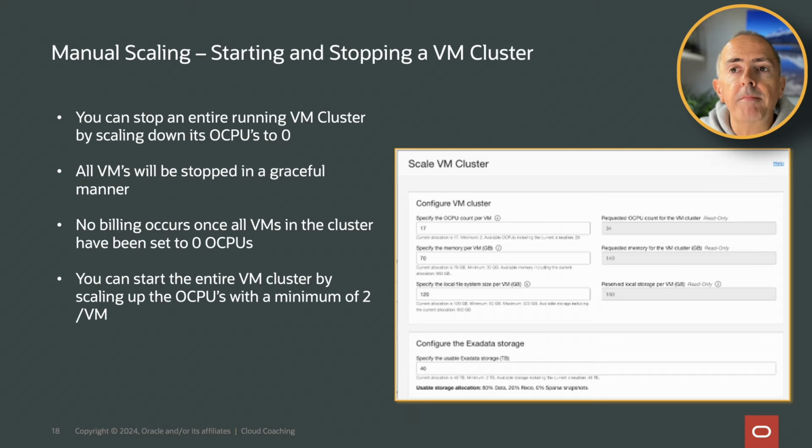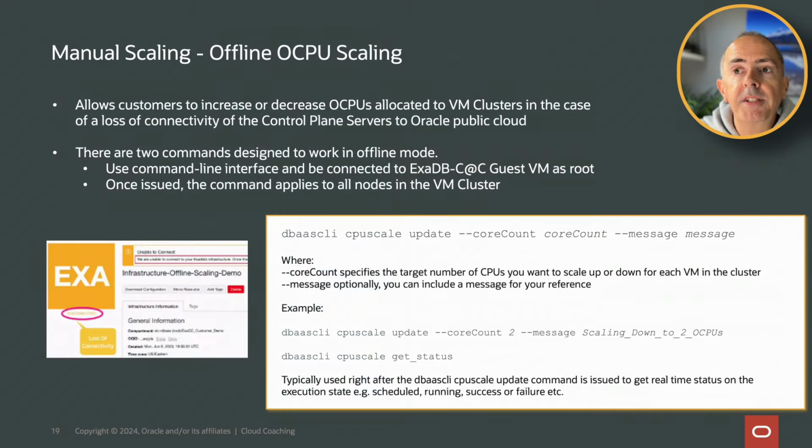Now, the other reason for manual scaling is if you lose the persistent tunnel connection from the Exadata machine in your data center to the OCI tenancy in Oracle's data center, then you have the ability to scale resources using the console. So there's a command line interface called ODyS CLI, and you need to be connected to the guest VMs as root. And then once you've applied the command in one VM, it applies it to all of the nodes that the VM cluster node belongs to.